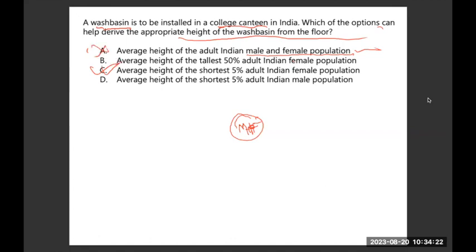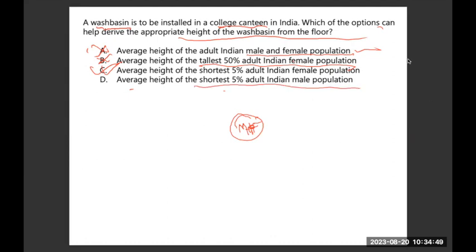The tallest also is automatically negated, because if I take the tallest, it might not satisfy the shortest female as well as the shortest male. They won't be able to use the basin properly. Then the D option says height of the shortest 5% adult male. If you take the shortest 5% adult male, it may not match.